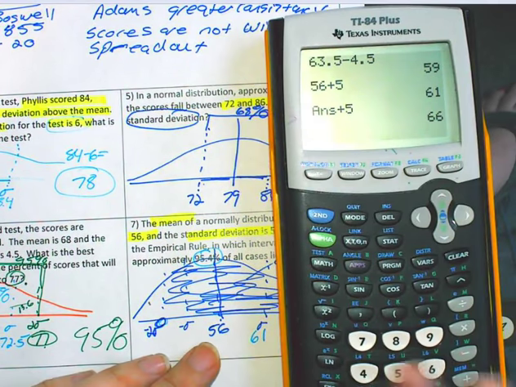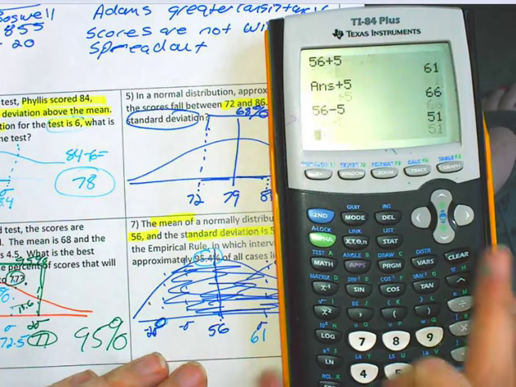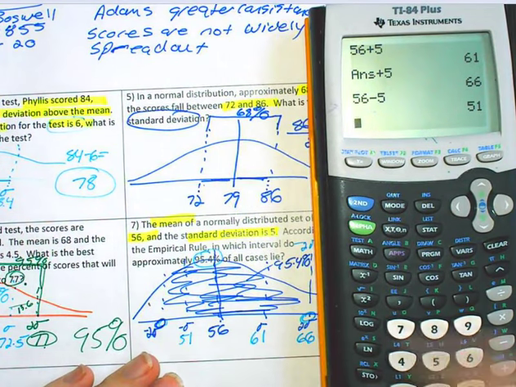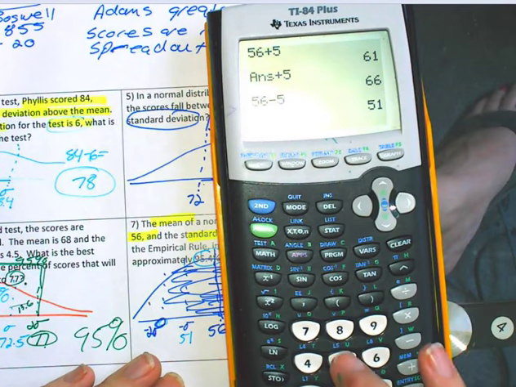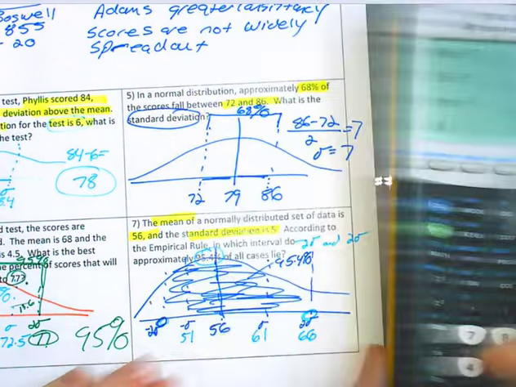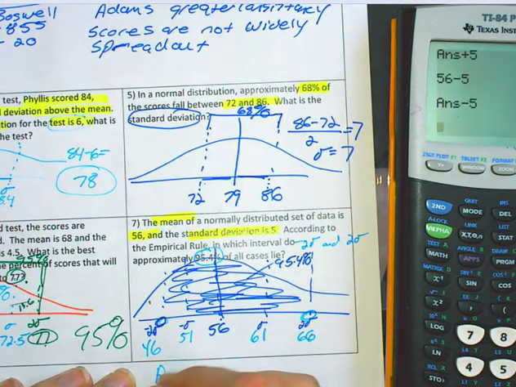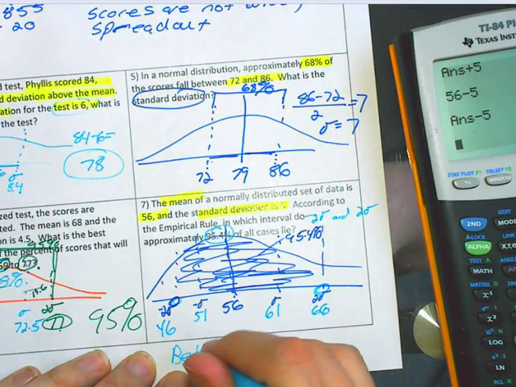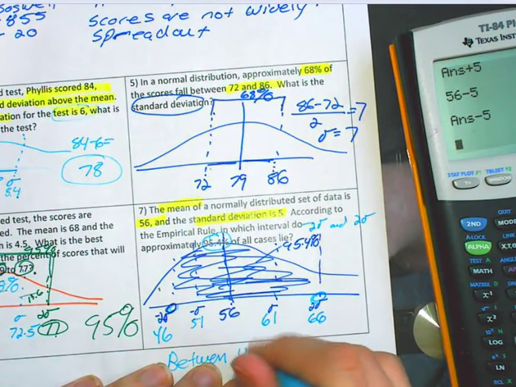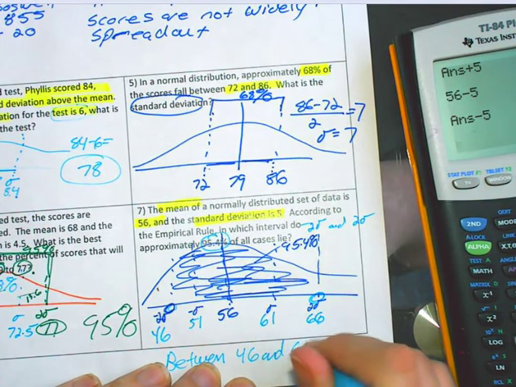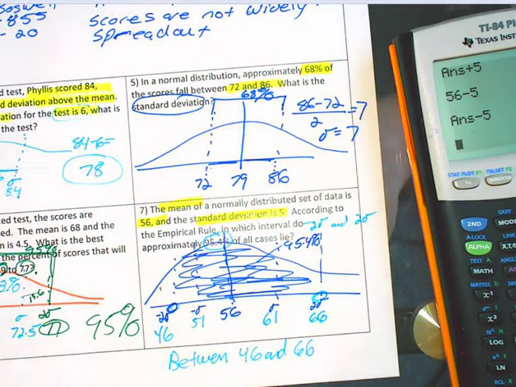And then now I need to go the other way. 56 minus 5 is going to give me 51. That's 1 below, but I need to go 2 below, which is 46. So 95.4% of the data lies between 46 and 66. All right, let's look at the next question, next page.